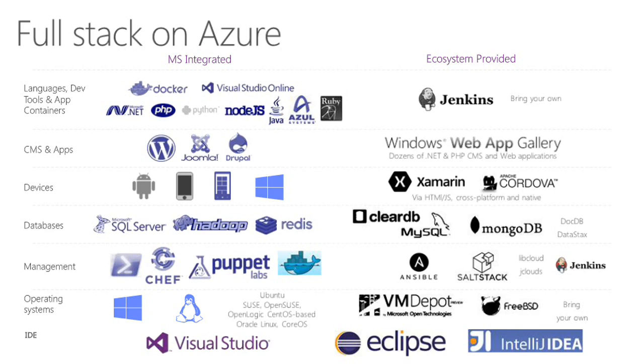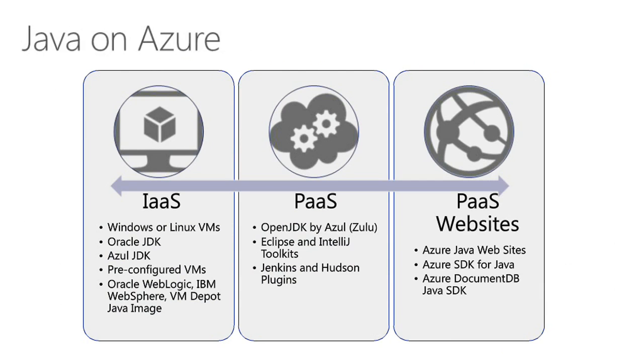So let's take a quick look at Java. I know Java is a very important ecosystem, Java on Linux, Java on Windows. We have pretty comprehensive support on all our services, infrastructure as a service and platform as a service websites. If it's infrastructure as a service, you have Windows or Linux VMs to support Java.